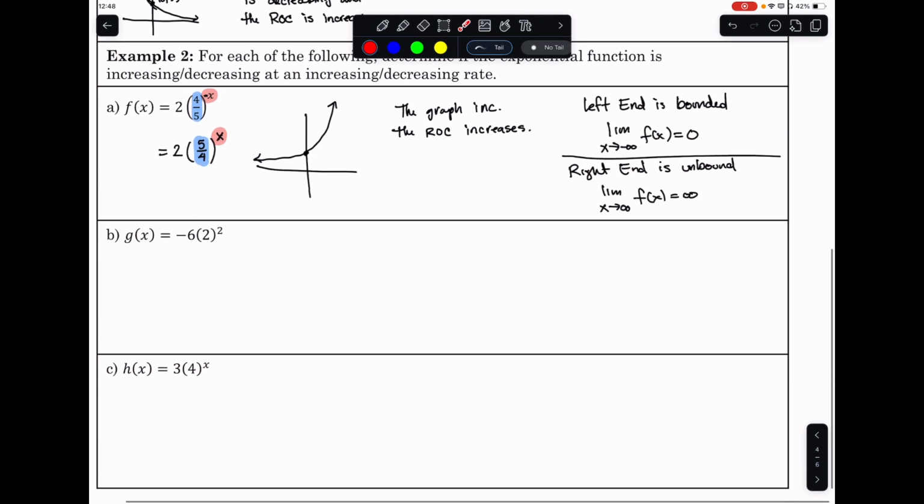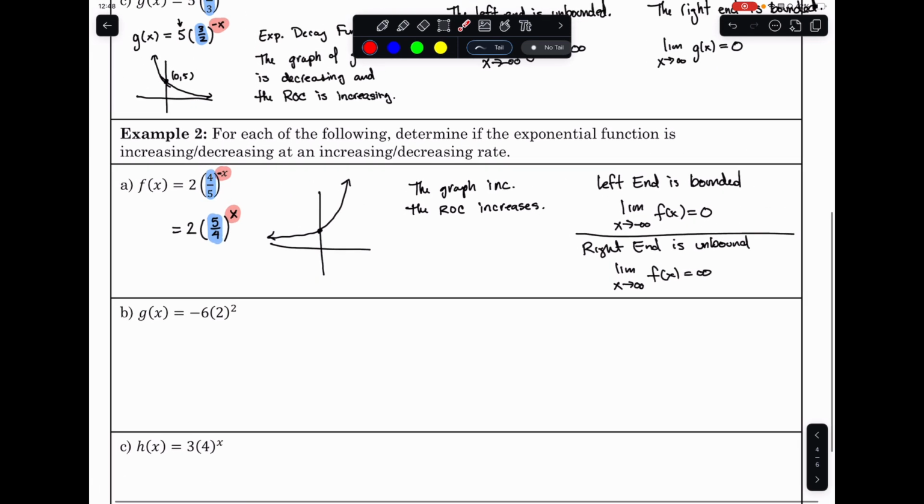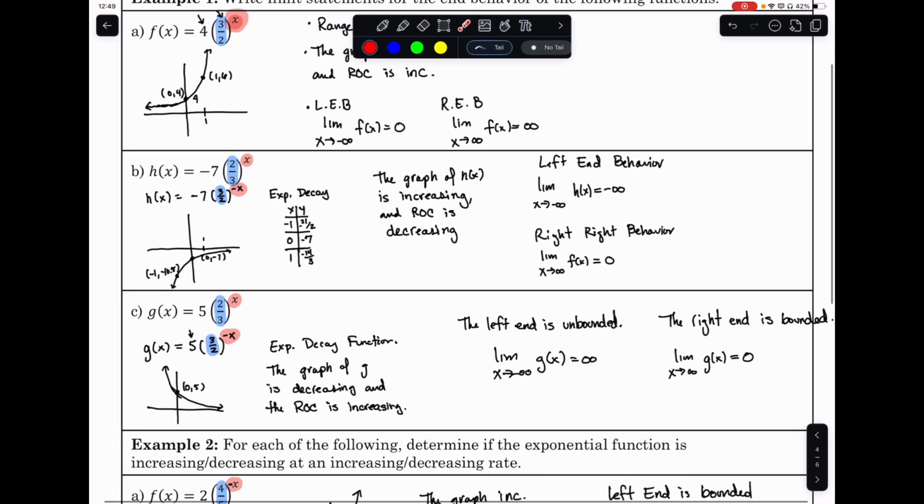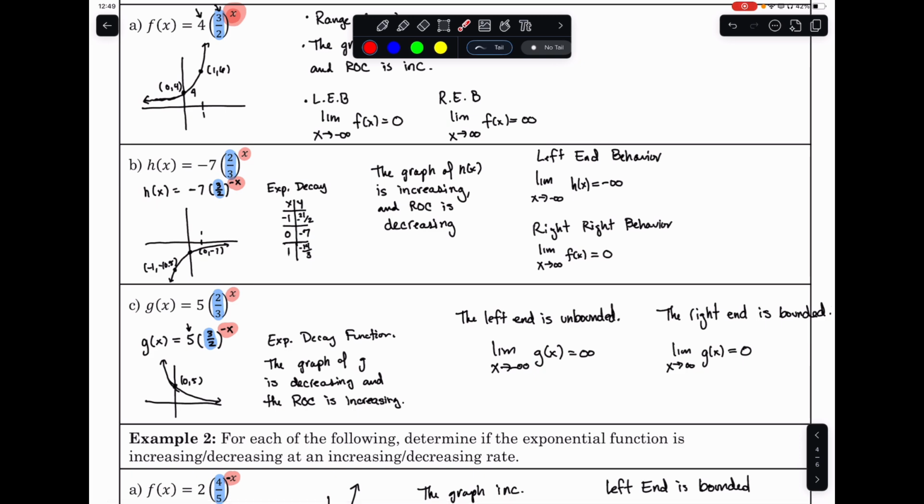Okay, we'll stop with those examples, and that concludes our notes for section 2.3, exponential functions, okay? So that concludes our notes on section 2, topic 2.3 exponential functions.